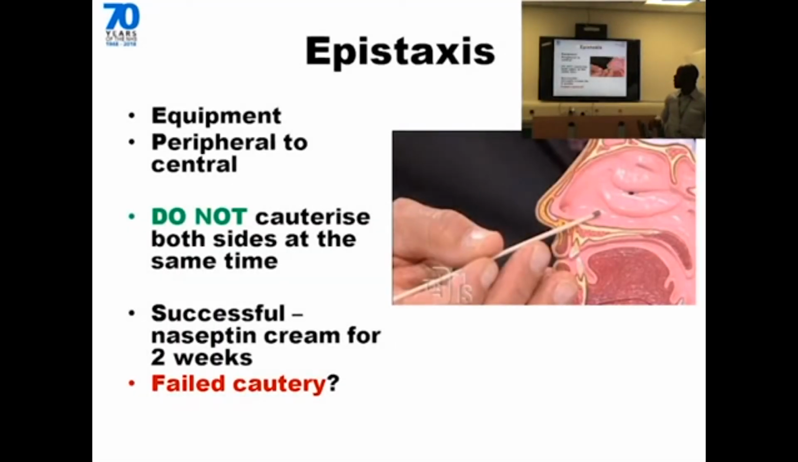All right, so when we talk about cauterization, I'll just demonstrate something very important here with respect to cauterization. I hope I don't break this. Just pull it. Okay, all right, that's it.